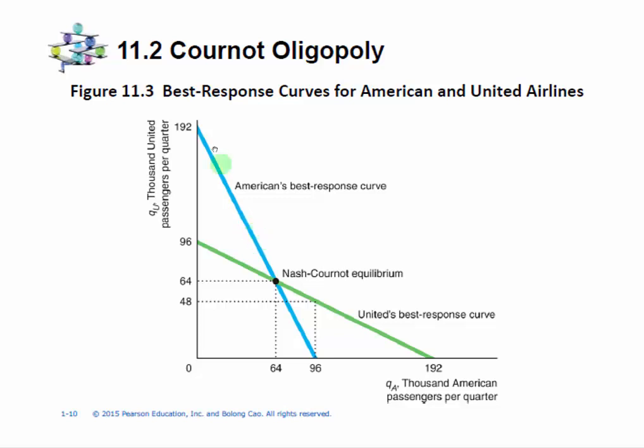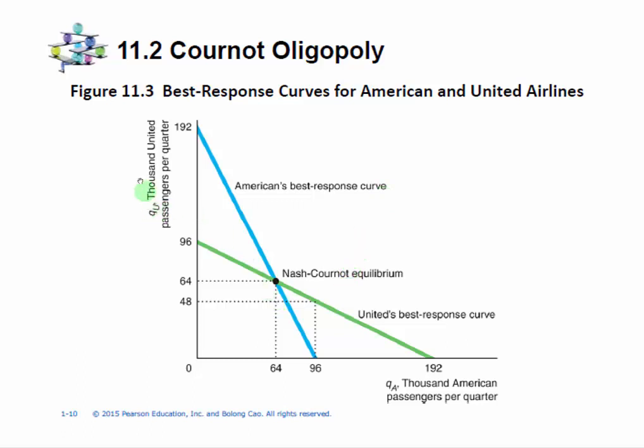Now let's look at the axes first. On the horizontal axis is the quantity supplied by American Airlines, and on the vertical axis is the quantity supplied by United Airlines. We have calculated one best response for American Airlines. That is, given the assumption of 64, American Airlines should produce a QA equal to 64. So the 64 point is on American's best response curve.